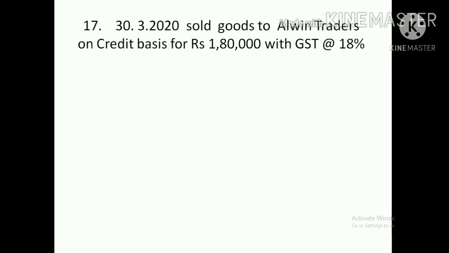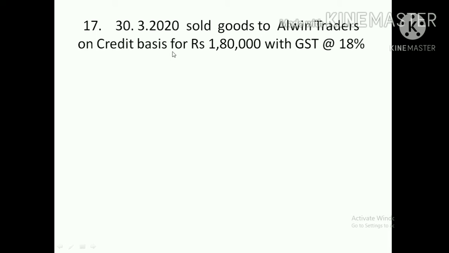The next transaction, that is 30th/3/2020, sold goods to Alvin Traders on credit basis for rupees 1,80,000 with GST at 18%. Very important: whether it is credit or cash sales is not a matter here. Here the company is selling the goods, which is business in nature. The company is selling the goods to Alvin Traders.